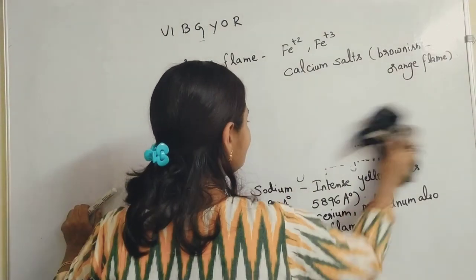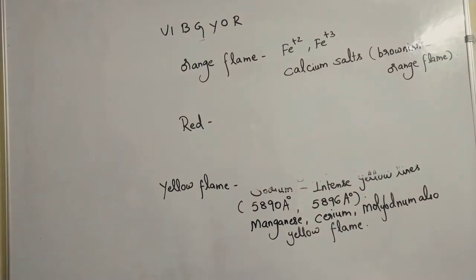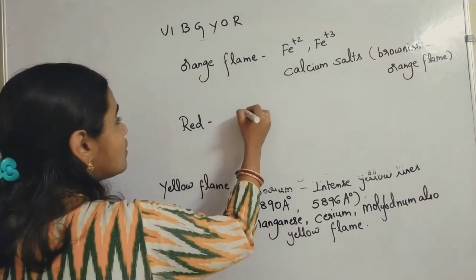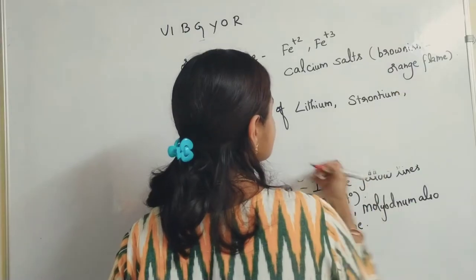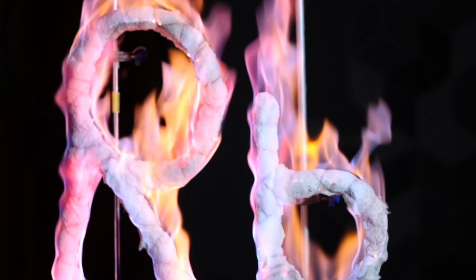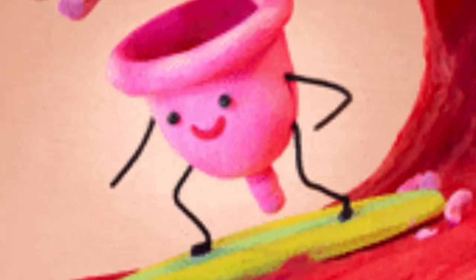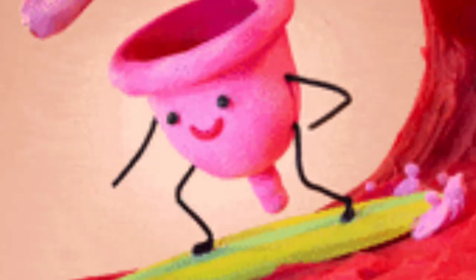And then we go for the last one, red, the very important one. Red flame, crimson red. Now red flame can be obtained by salts of lithium, strontium, and even rubidium. Rubidium gives you what we call crimson red. Please remember this point also. Crimson red flame, you can see in the picture.